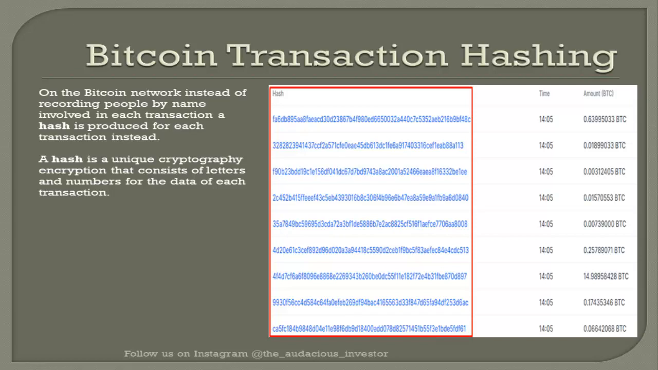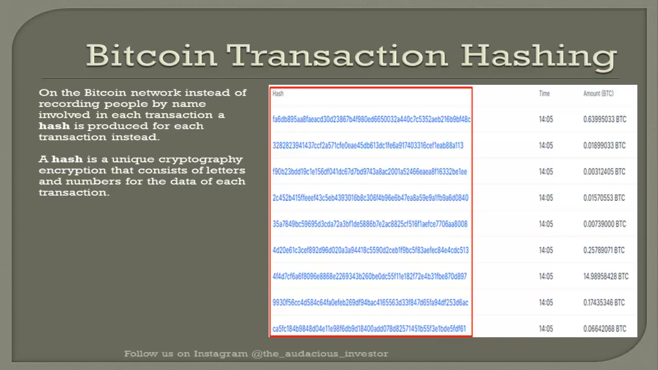And this cryptographic encryption is known as a hash, and it consists of letters and numbers, and it represents the data of each transaction. It protects the data of each transaction, and this is why we can have a decentralized blockchain where everyone can have access to the ledger, everyone can be a node, and nobody can corrupt or manipulate the data. Why? Because it's protected via cryptography and it's encrypted.